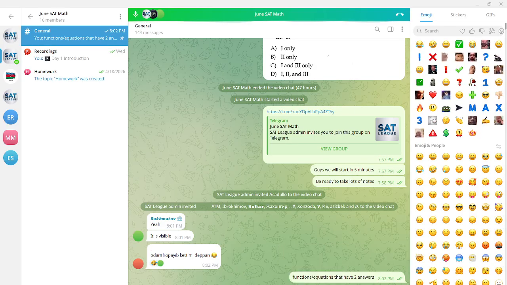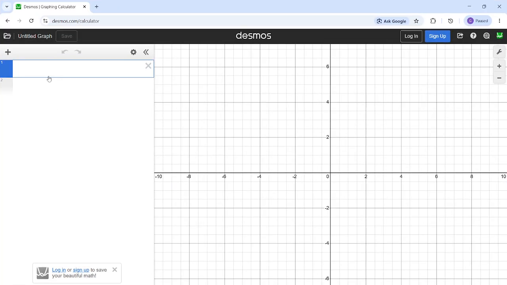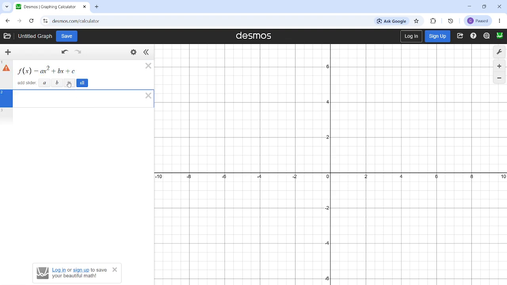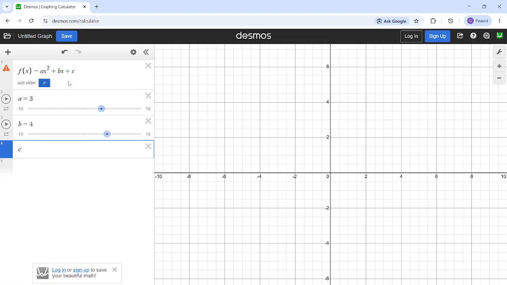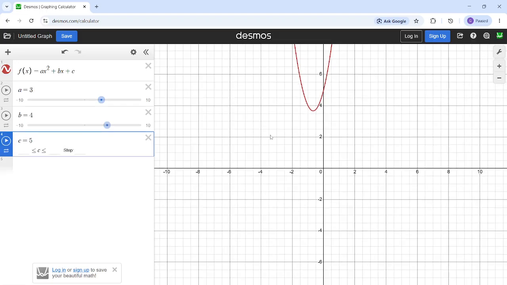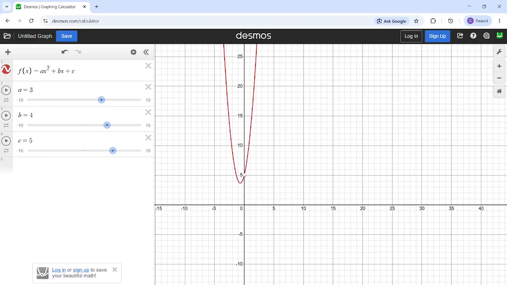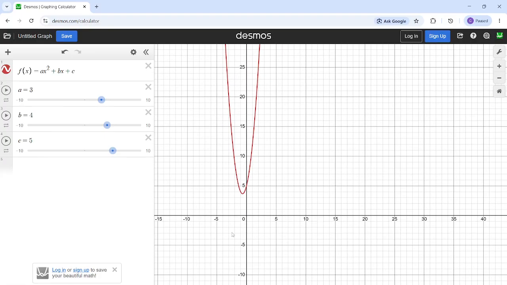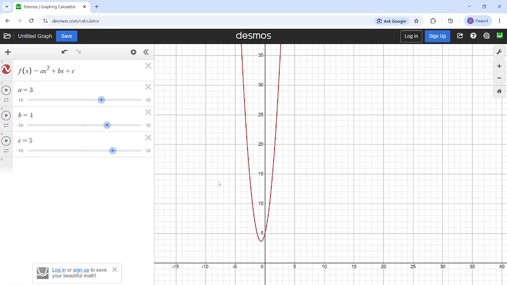So quadratic equations usually look like this: f of x equals ax squared plus bx plus c, right? And you will have some numbers for a, b, and c. If you plug in some random numbers, let's say a is equal to 3, b is equal to 4, and c is equal to 5, you can see a graph of this function. Because there are two answers, it's not just a line like in simple equations.